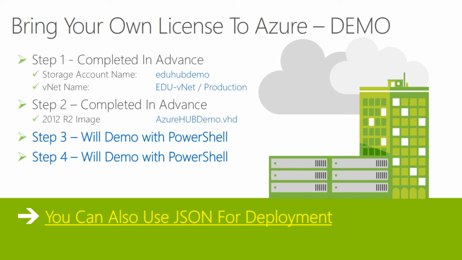Now we're going to do step 3 with a demo and step 4 with a demo. Note that we do not demo using a JSON template. However, this is a great alternative to deploying VMs in Azure. And basically what it involves is a text file that, in the most simple form, is a recipe. And you submit that recipe to Azure, and it creates what is in the recipe. So it's a really cool tool, and you'll find other information about that in other blogs. Let's get to the demo.